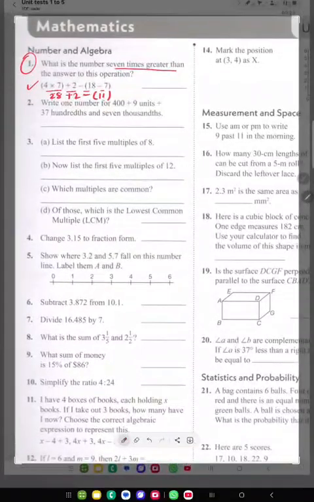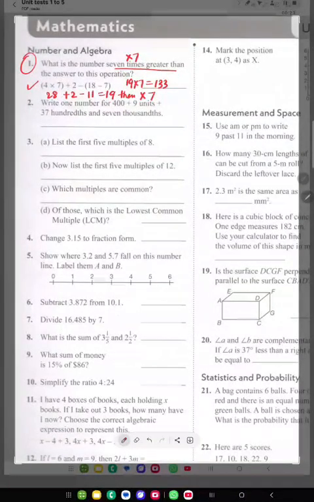Let me write that again. So it's 28 plus 2 minus 11. That's 30 minus 11, which is 19. And then they said times 7 to whatever you get. So 19 times 7 is 133. Okay, if you know your 19 table, it's 133, or you can do column multiplication.